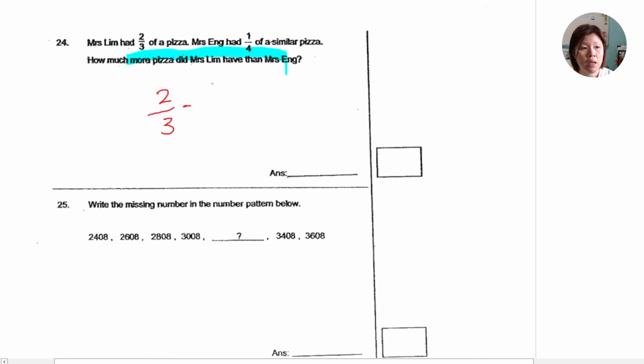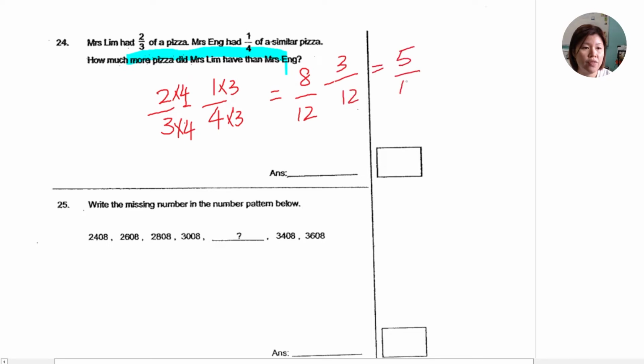and they want to know how much more, so it's actually 2/3 minus Mrs. Ng's. So like the previous question, when fractions need to be added or subtracted, we need to change the denominator. 3 and 4, the common multiple is 12, so I times 4, I times 4. Here times 3, I times 3. So the changed one is 8 over 12 minus 3 over 12. The answer will be 5 over 12.